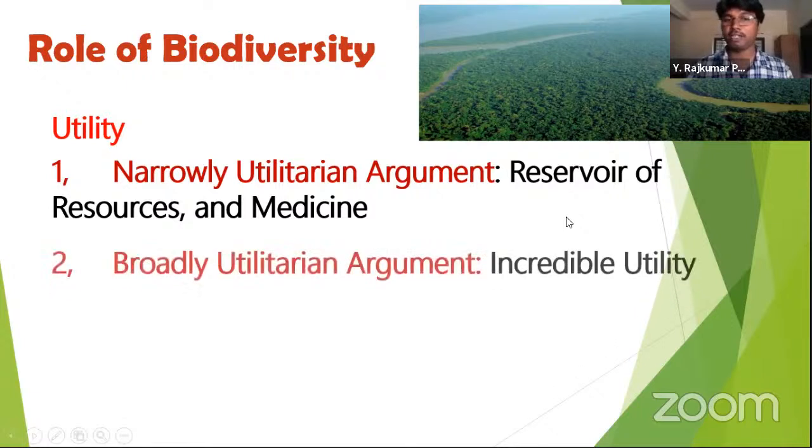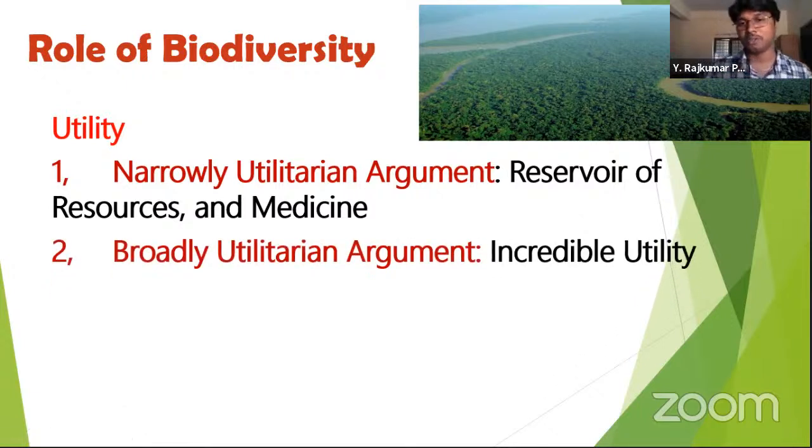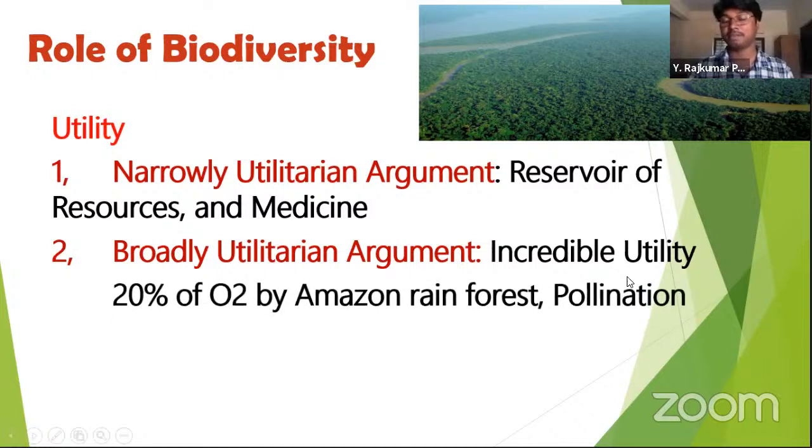Next, let's see the broadly utilitarian argument. So what is it? It is an incredible utility. That means we cannot pay back to the biodiversity, because they are the reason that we are existing. 20% of oxygen is produced by the Amazon rainforest, isn't it? And oxygen is the main gas that we take for the process of respiration. If there is no oxygen, there is no life. We all know about it, right?